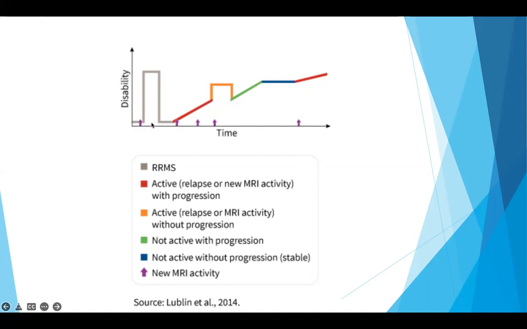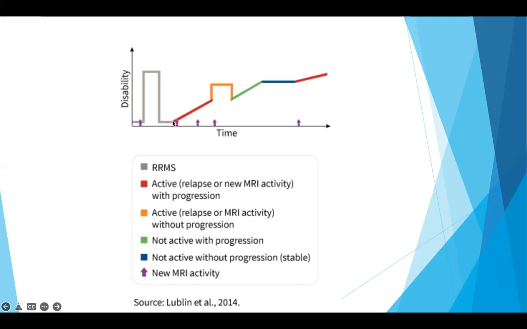When the patients first start to exhibit multiple sclerosis, they can fall under the relapse remitting group, which simply means that they will have flare-ups or relapses where they have a sudden progression of the disease characterized by an increase in disability, but they go back to their baseline level of disability.